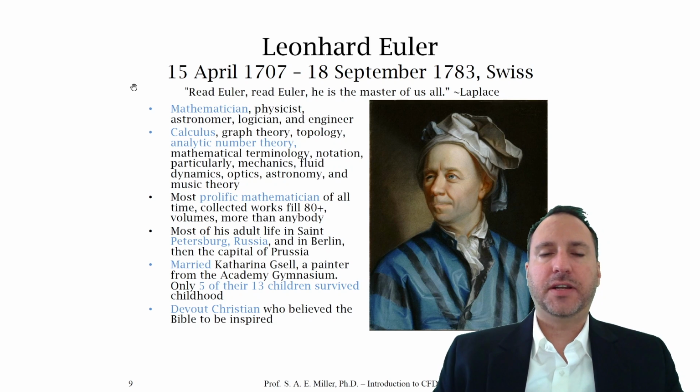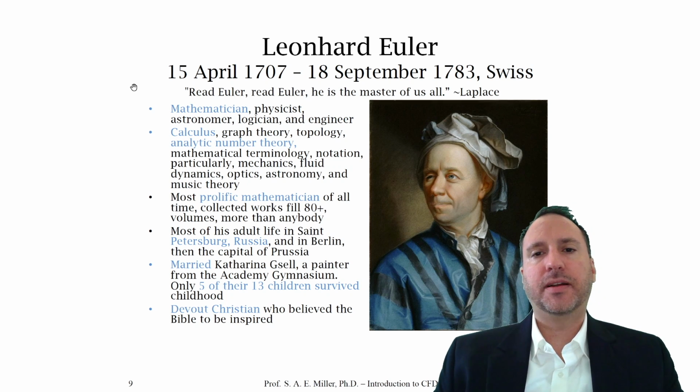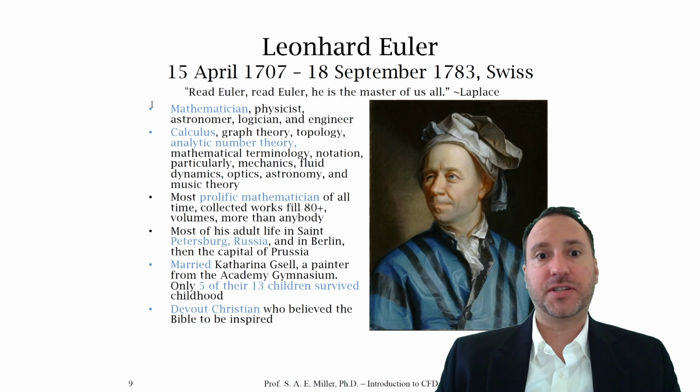Euler was born in 1707, and he passed away in 1783. He was Swiss, but worked in the court of the Tsar in Russia. He was, of course, a mathematician, a physicist, astronomer, logistician, and engineer. He did many things, and he was a very, very hard worker. There's many wonderful stories about Euler, which I encourage you to read in History Online.